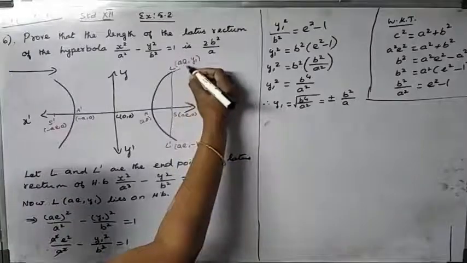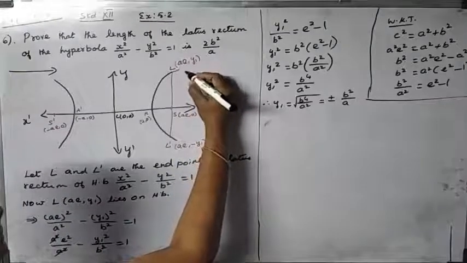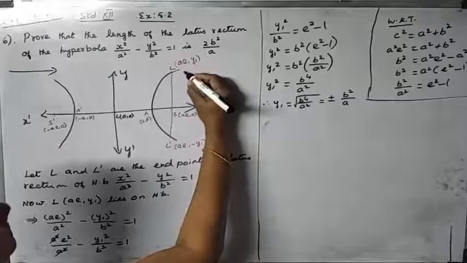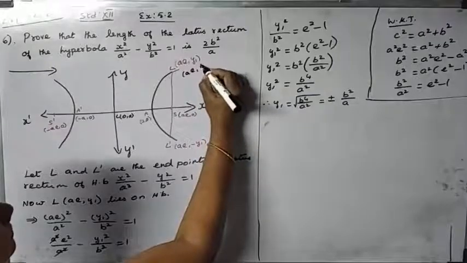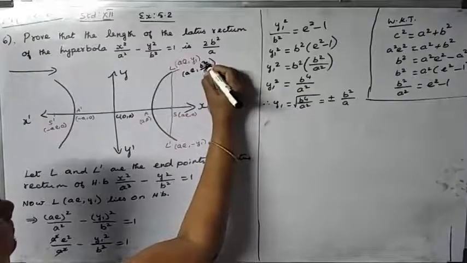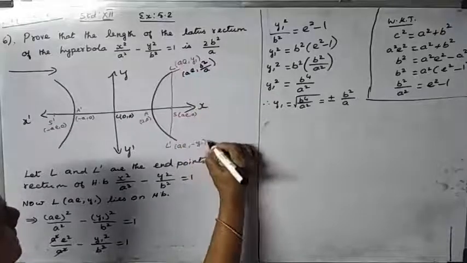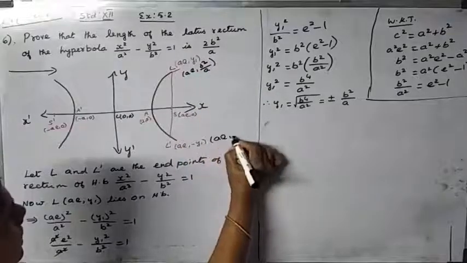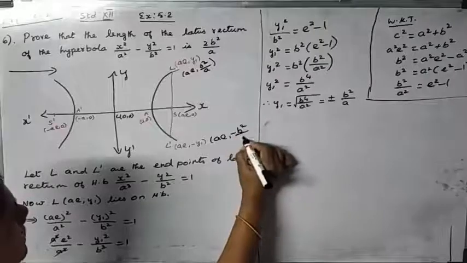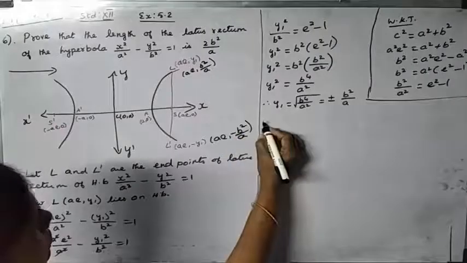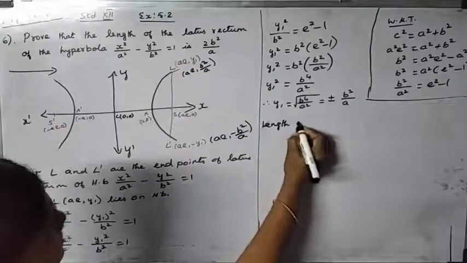So I can write the points like this. L is (ae, y1), which is (ae, b square by a), and L dash is (ae, minus b square by a). Now the length of latus rectum.